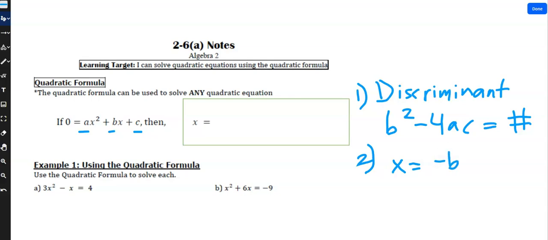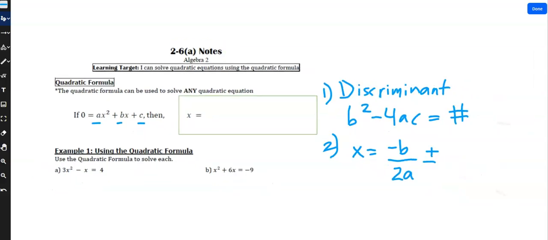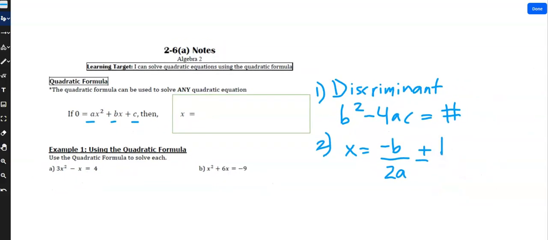We want the opposite of b over 2a. Well, that's familiar to us, right? That's the axis of symmetry. Plus or minus another distance we have called the square root of, well, remember that number that we got in the very first part? We put it under that radical and we do it like this.